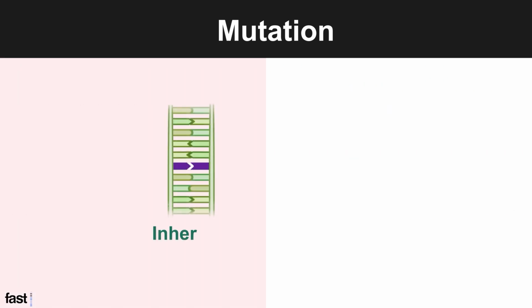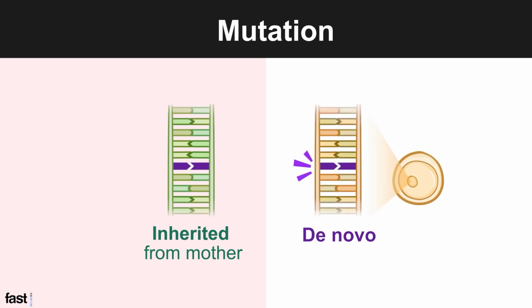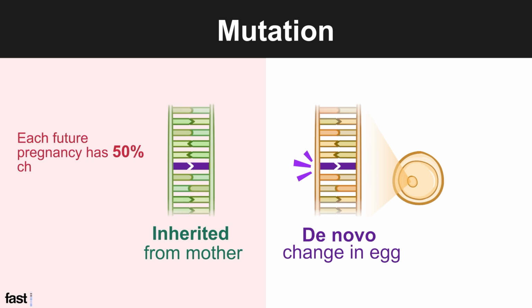Mutation AS may be inherited from the mother who has the same mutation, or it can be a brand new change in the egg, also called de novo, that made the person living with AS. If the mother has the mutation, each future pregnancy has a 50% chance of inheriting mutation AS.